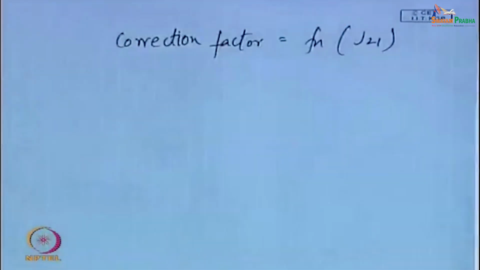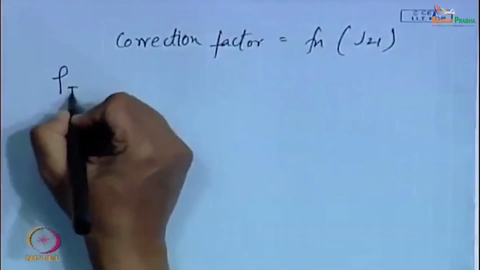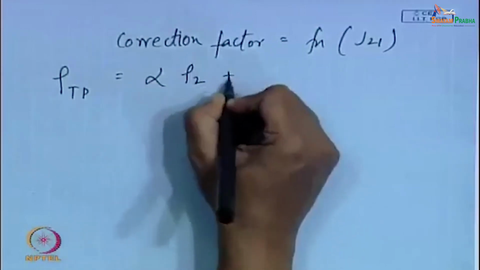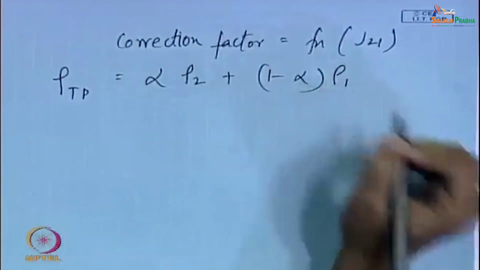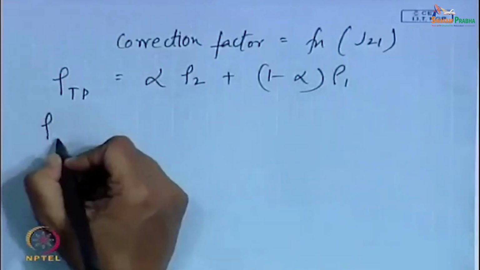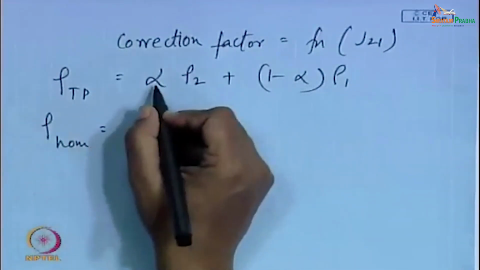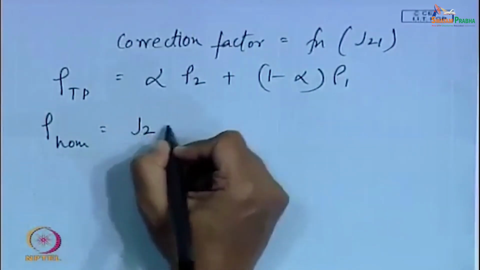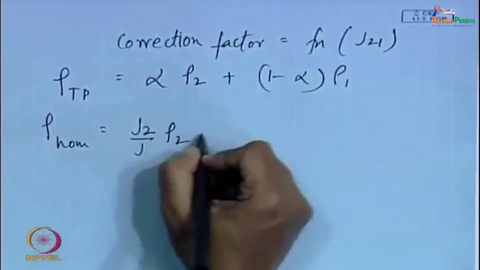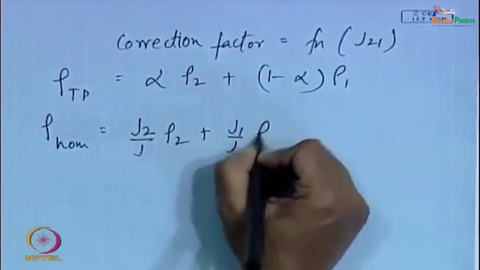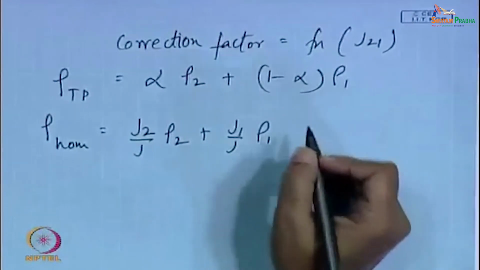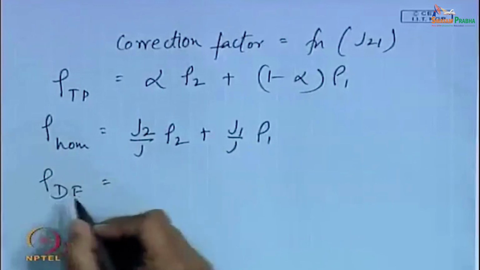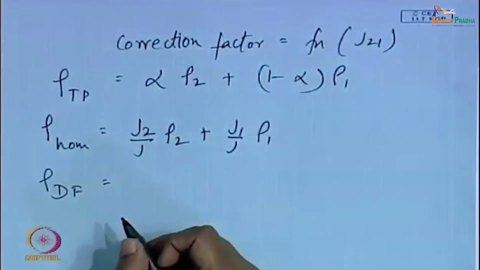In a similar way, if we take up the mixture density rho TP, we know what the mixture density is. It was alpha rho 2 plus 1 minus alpha rho 1. Agreed? From the homogeneous flow theory, we know alpha equals beta, isn't it? So, for that particular case, it is simply J2 by J rho 2 plus J1 by J rho 1, isn't it? Now, let us see for the drift flux model what the expression of rho mixture is that we get.